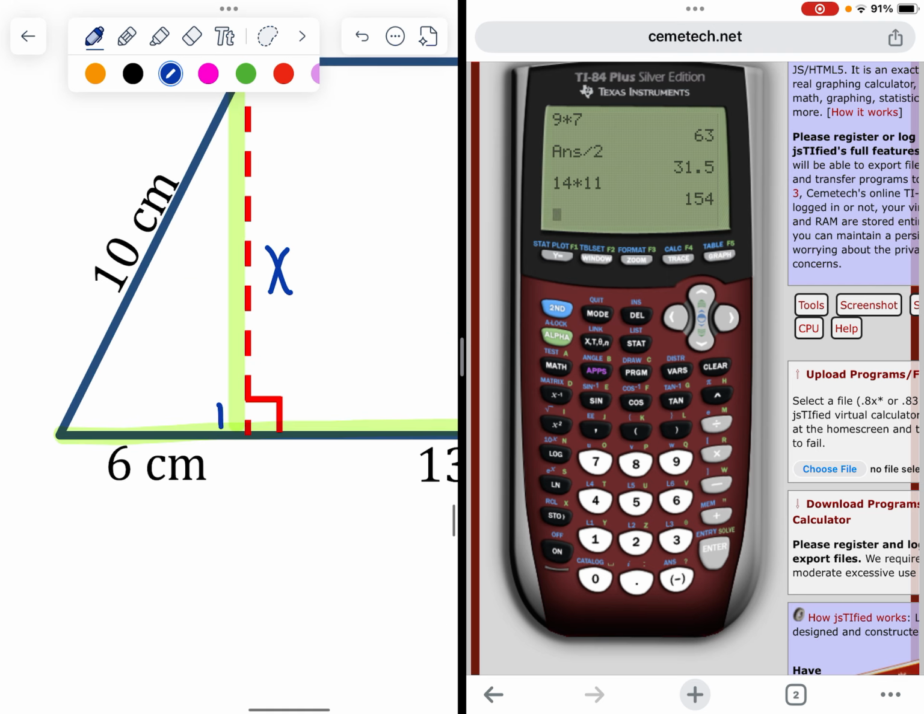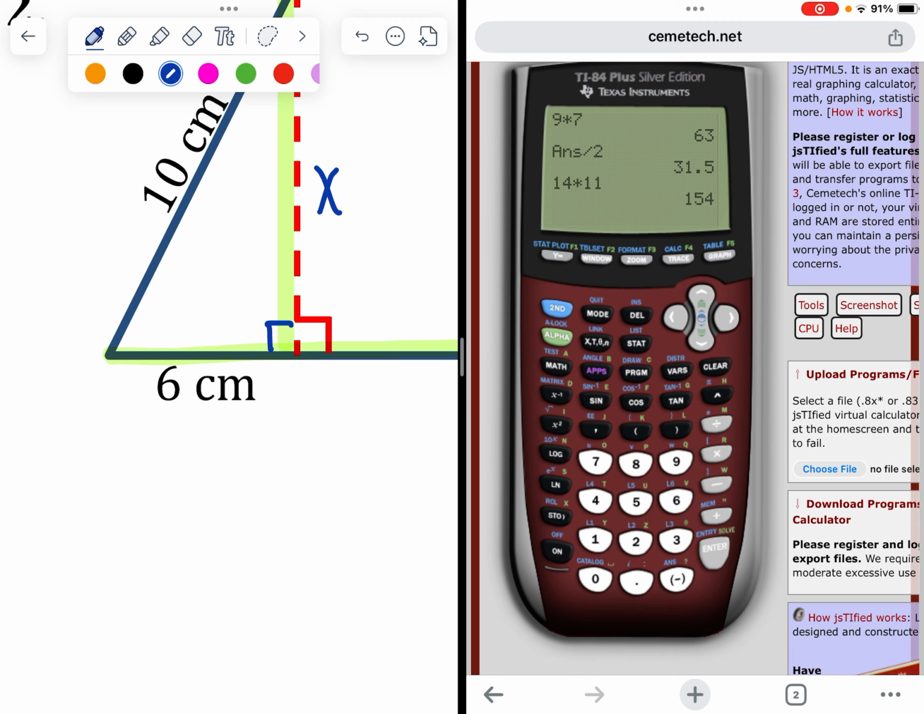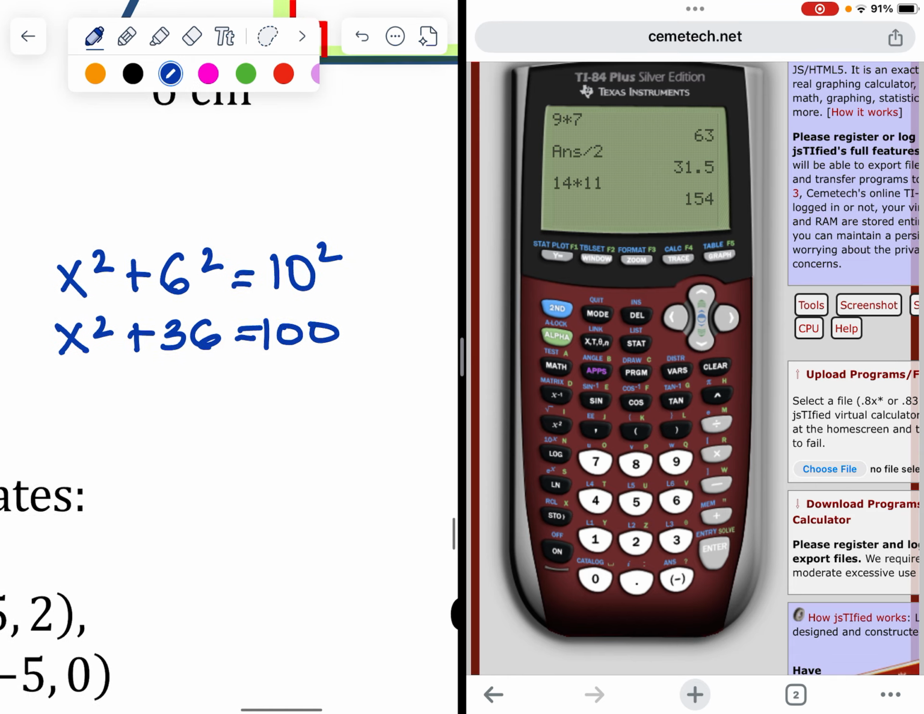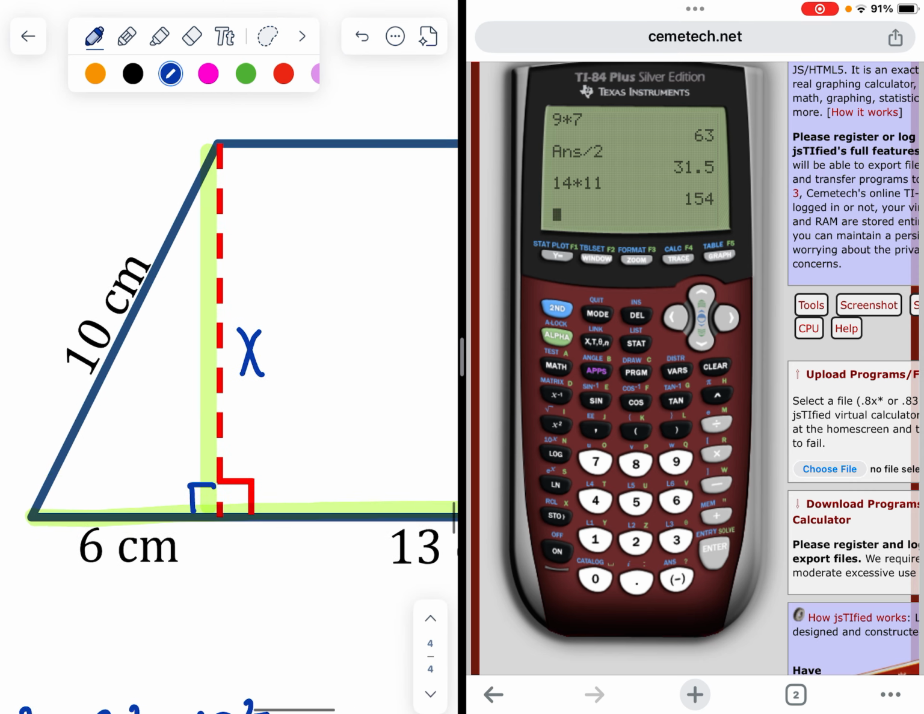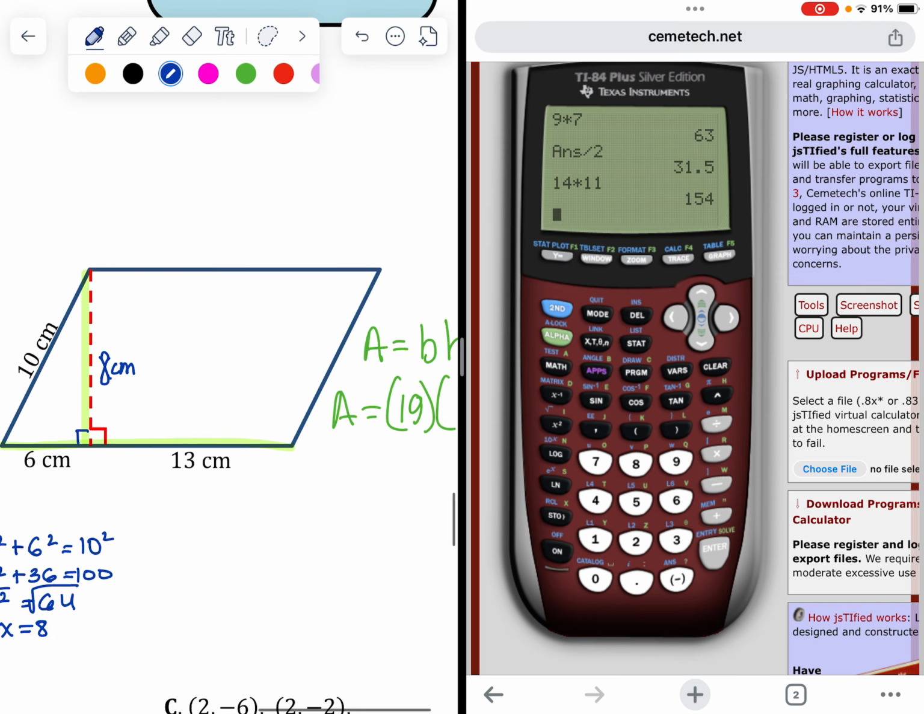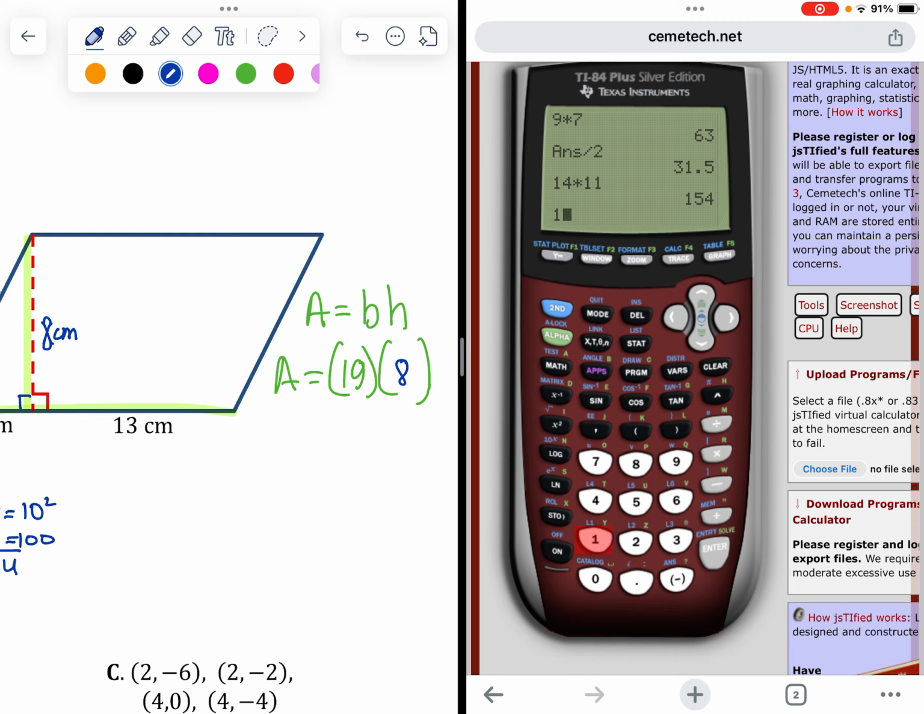And then if you zoom in here, you have this right triangle. It's the height of the triangle. It's one of the legs, so I can find it using the Pythagorean theorem. X squared plus 6 squared equals 10 squared. X squared plus 36 equals 100. Subtract 36 from both sides, and then square root to solve. You only need your positive answer, 8. So the height of this is 8 centimeters. Plug in an 8 here, 19 times 8, and the area of this parallelogram is 152 centimeters squared.